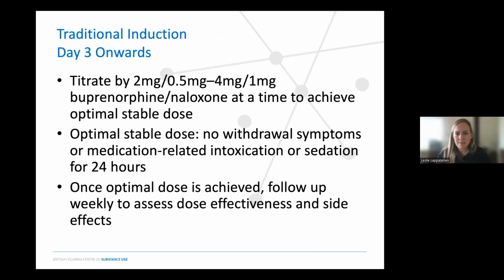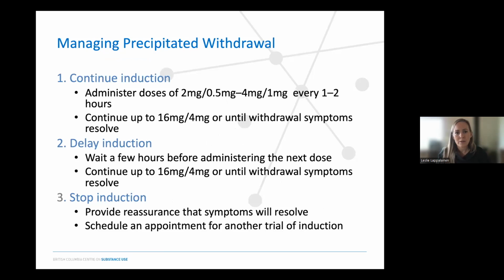So yeah, just day 3, continue to titrate by 2 milligrams at a time. And your ideal stable dose is one where they can take their medication once a day. They're not having withdrawal symptoms, they're not having significant cravings, but they're also not sedated on the dose. And then generally we would follow them up initially quite frequently to ensure they're stabilized, and then once a week, and then people may graduate to being once a month or less frequent.